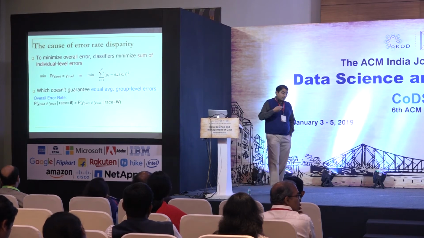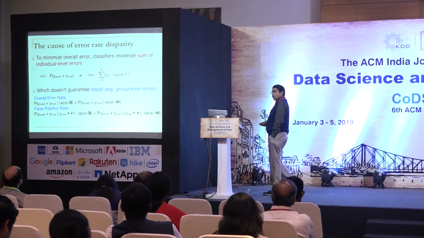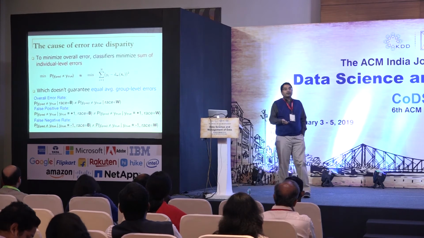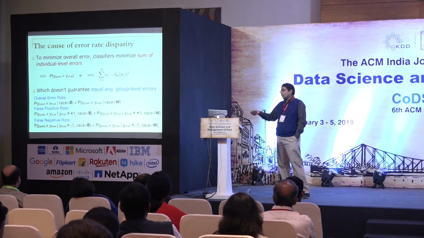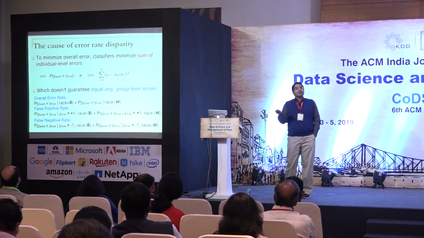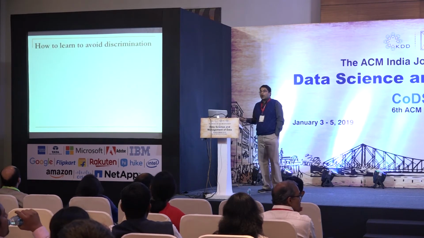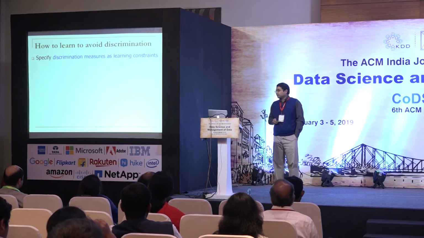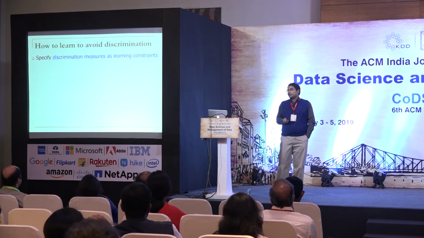And so when you think about average group error rates, you could think of overall error rates, or you could think of false positive rate or false negative rate. Now what I'm showing here is the requirement of equality of group error rates: the error rates conditioned on the race of a person being black or white being the same. Okay? So how do we learn to avoid discrimination? It's actually ridiculously simple. All that you have to do is specify the discrimination measures as learning constraints.